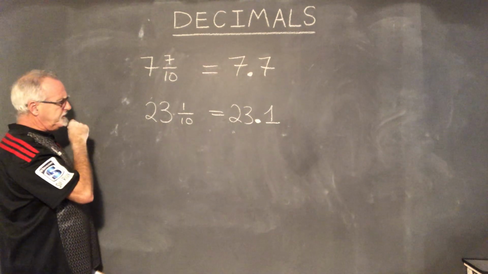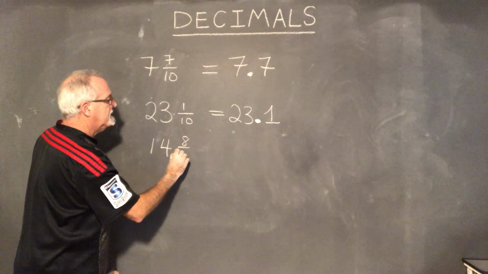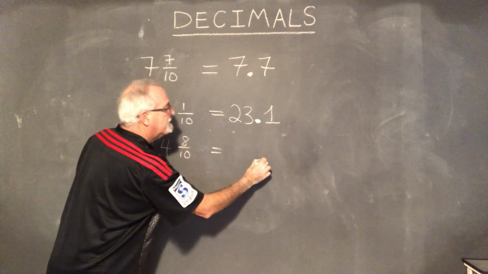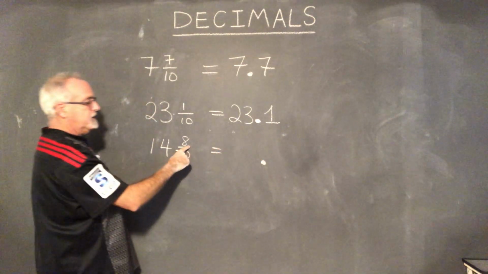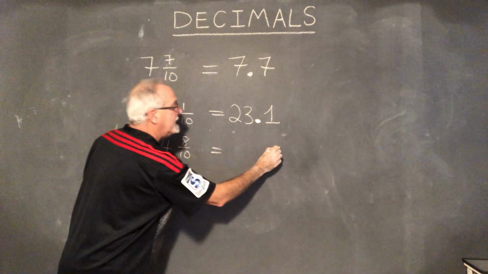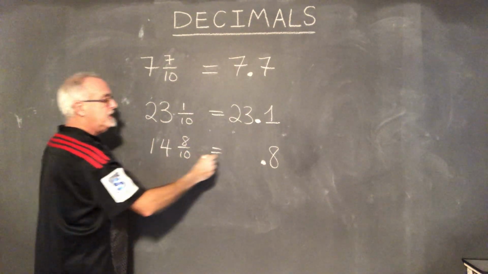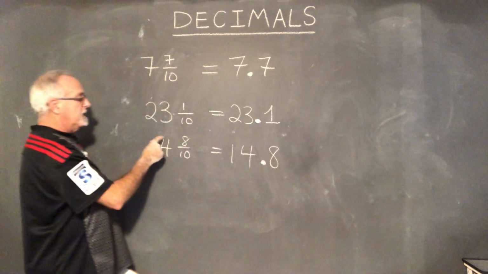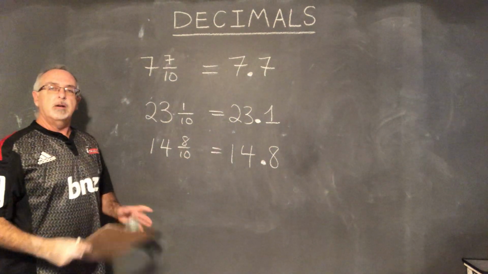How about 14 and 8 tenths? Put my decimal. The digit to the right of the decimal is going to be an 8 because that is my numerator. And then I need to put 14 to the left of the decimal because the big number part of my mixed number is 14. So 14.8. Not really too difficult.